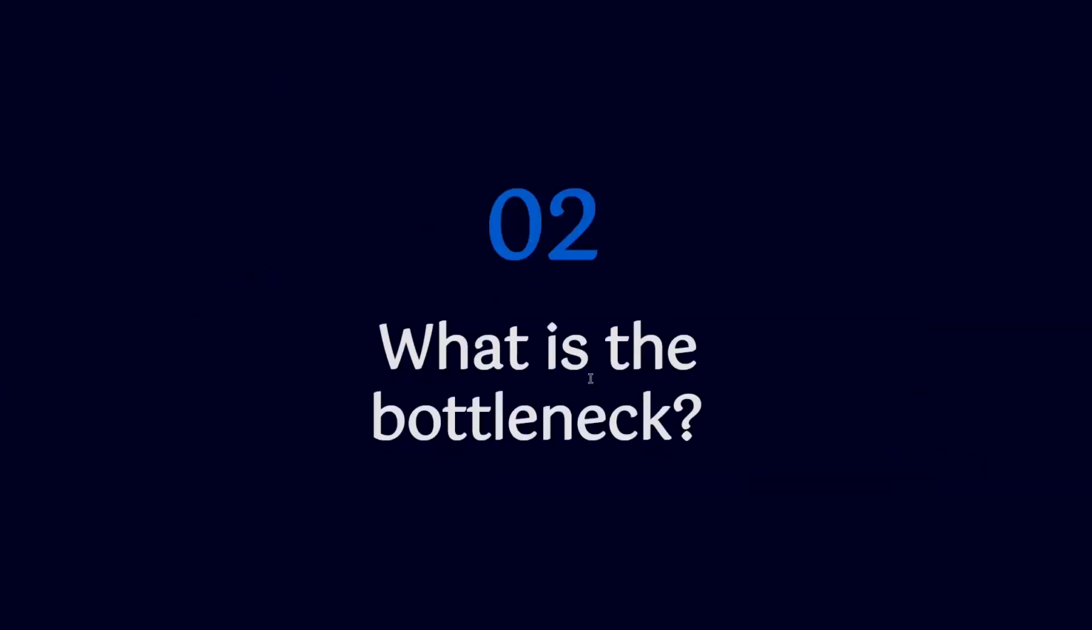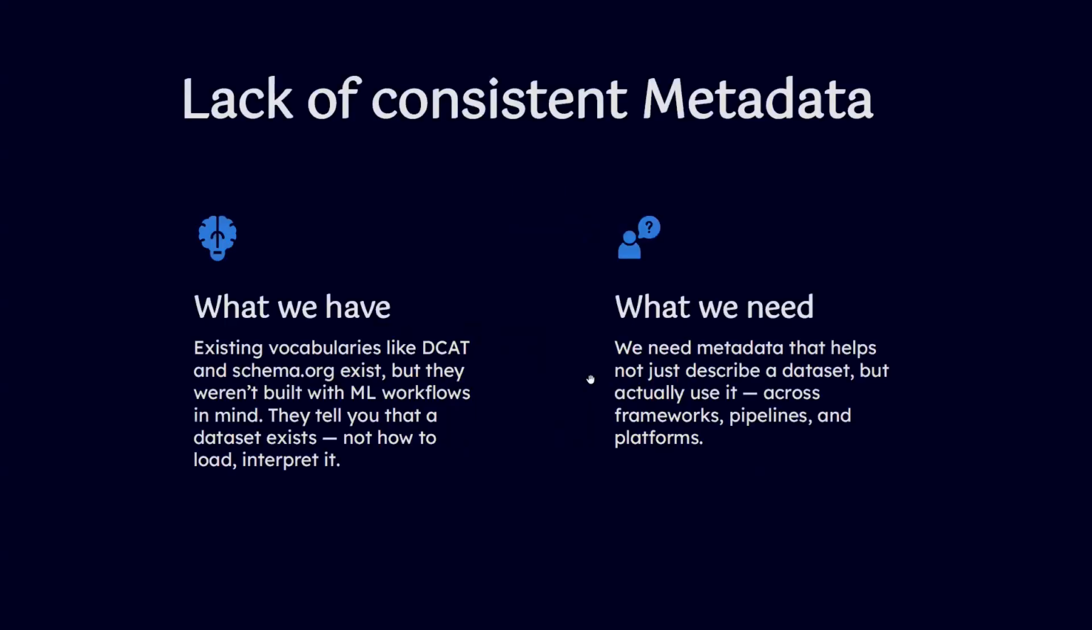So what is the bottleneck here, right? Looking at the friction points that I described in the last slide, in my opinion, we are talking about inconsistency in the metadata, because it is there, but it's not consistent. Everybody describes data sets in a different way.